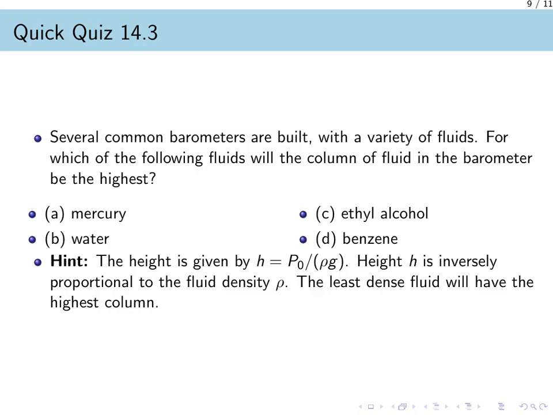In other words, as the fluid's density goes down, the height of the column needed to balance the atmosphere must go up. To answer the question, you would need to compare the densities of the four options. The fluid with the lowest density will be the one that produces the highest column. This is precisely why dense mercury is often used in practical barometers. It allows the instrument to be a reasonable size.